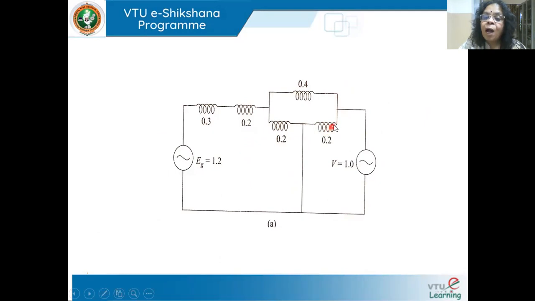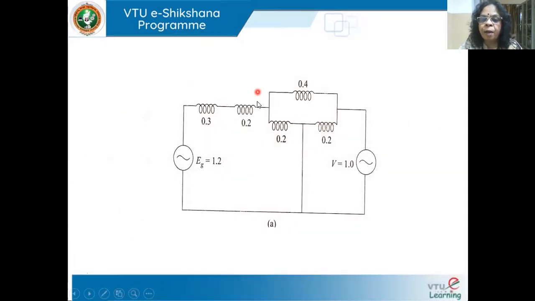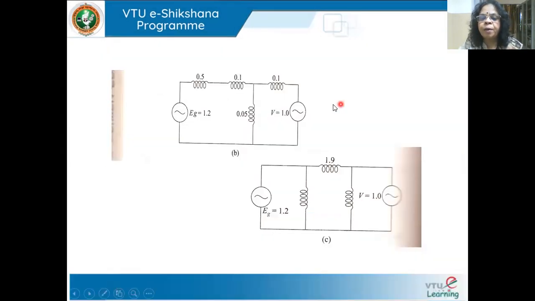Clear? So I need the transfer impedance. X is the transfer impedance between the generator bus and the infinite bus. So we will see how I can find it. This delta, I convert into an equivalent star. So I get 0.1, 0.1, 0.05. So this is my network. Now again, I have a star here: 0.6, that is 0.5 plus 0.1, then 0.05, and 0.1.